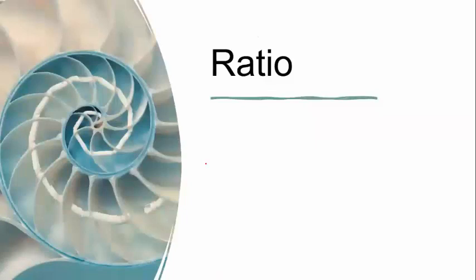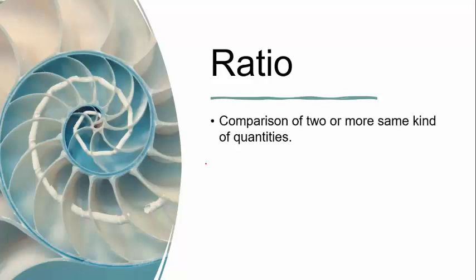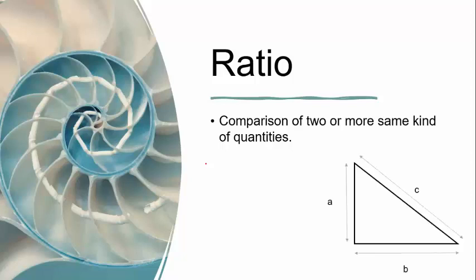Let's discuss ratio. It is the comparison of two or more same kind of quantities. Let's take the example of a triangle. We can compare the length of any two sides of a triangle. For example, the length of side B to the length of side C has the ratio B ratio C. Similarly, we can compare the length of other sides, like A with C or A with B.